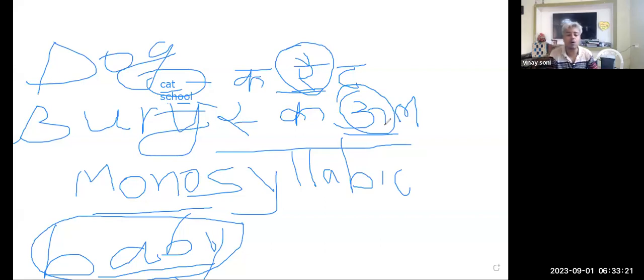Maybe I'll give you a few more examples. Please look at this word and tell me how many vowel sounds you think this word has. How many vowel sounds do you think this word has? Atom.